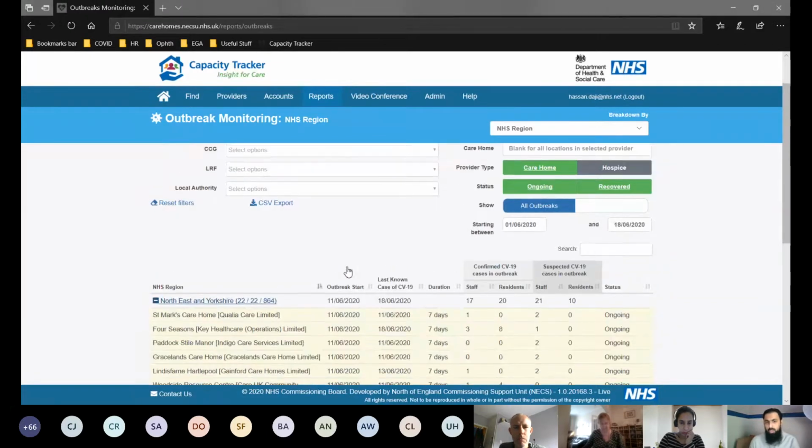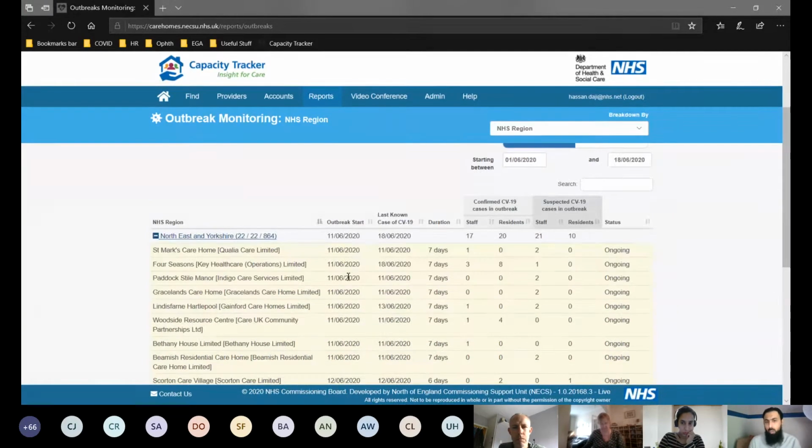So here you're able to see when your outbreak started and the last known case of COVID-19. So, for example, the second care home here updated this morning that they still have an active case of COVID-19. So they've had a COVID-19 outbreak lasting 7 days. And it's staff and residents, and that's confirmed and suspected.